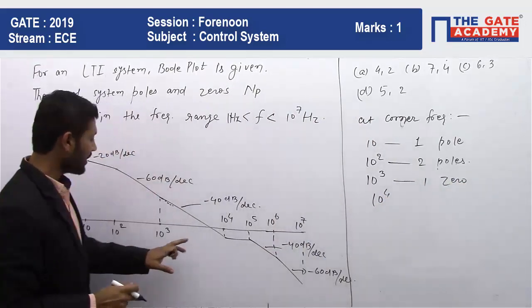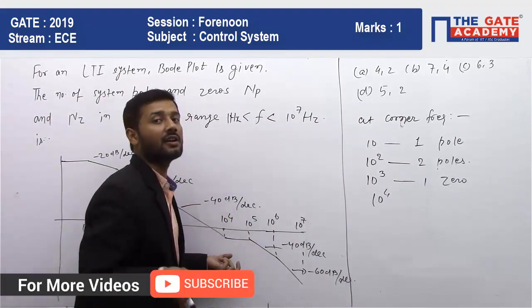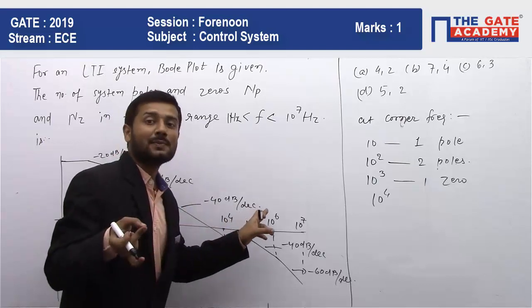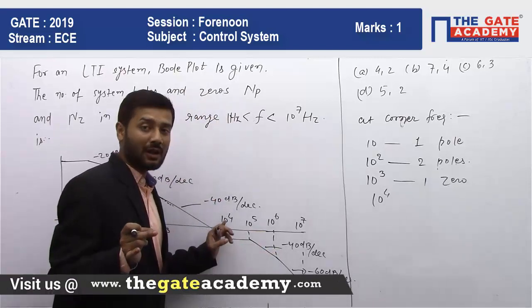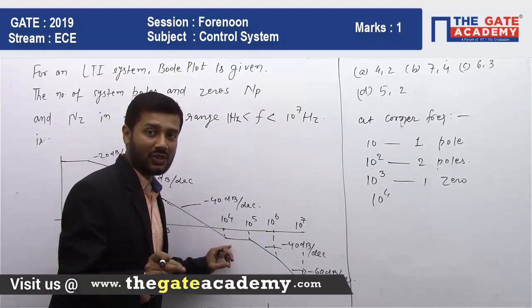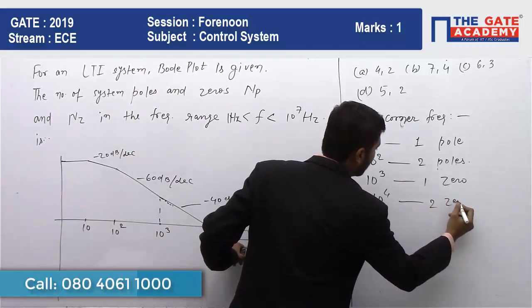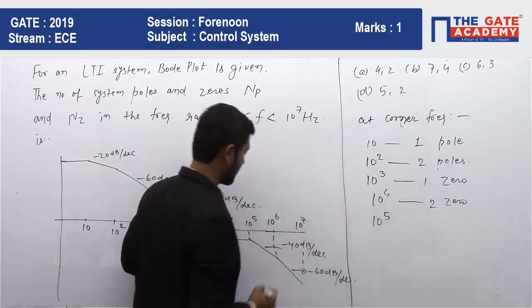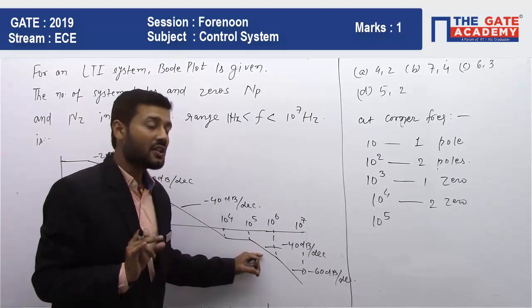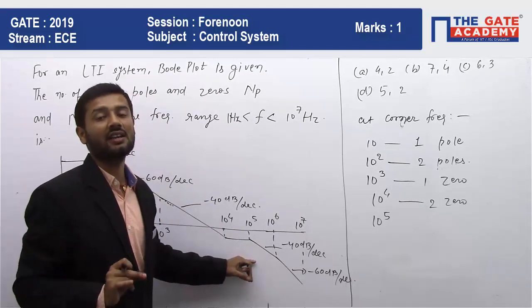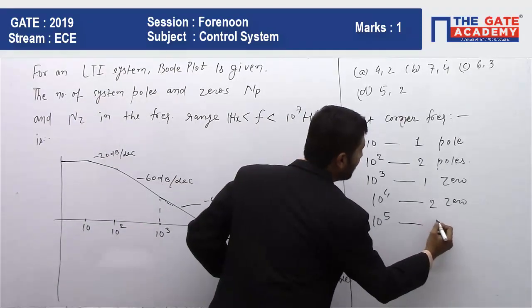Now at 10 to the power 4, this minus 40 dB per decade is going to be 0 dB per decade, because we are adding plus 40 dB per decade. So this plus 40 dB per decade at 10 to the power 4 is nothing but the slope contribution due to zeros, 2 zeros. At 10 to the power 5, the slope is again changed by minus 40 dB per decade. So from 0 to minus 40 dB per decade, we are overall adding minus 40 dB per decade. So at 10 to the power 5, we have two poles.